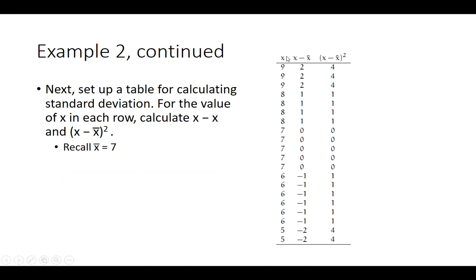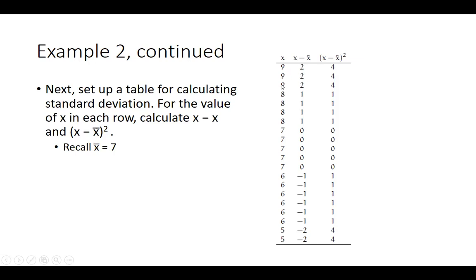Then we have to set up a table for calculating standard deviation. We saw how complicated it was when there was only 4 scores. This one has 20 scores. So there's 20 rows, and we list out each X. Then, for the second column, we subtract the mean. We subtract 7. So 9 minus 7 is 2.